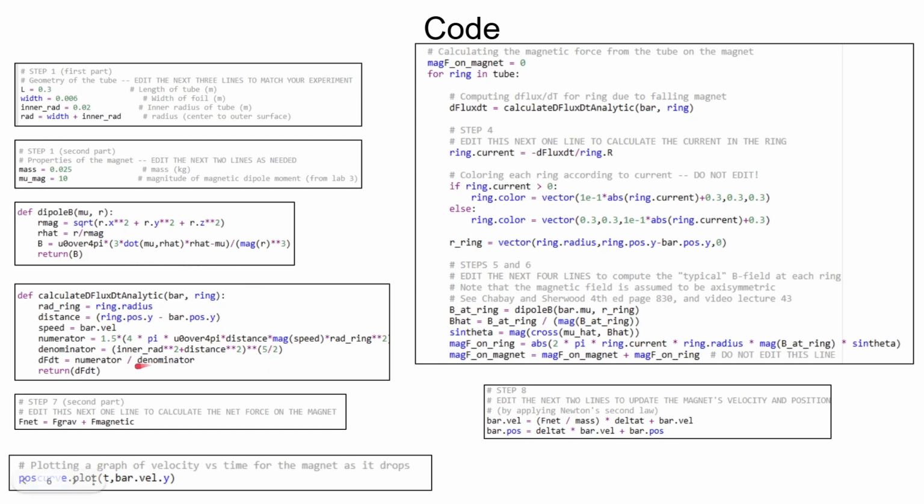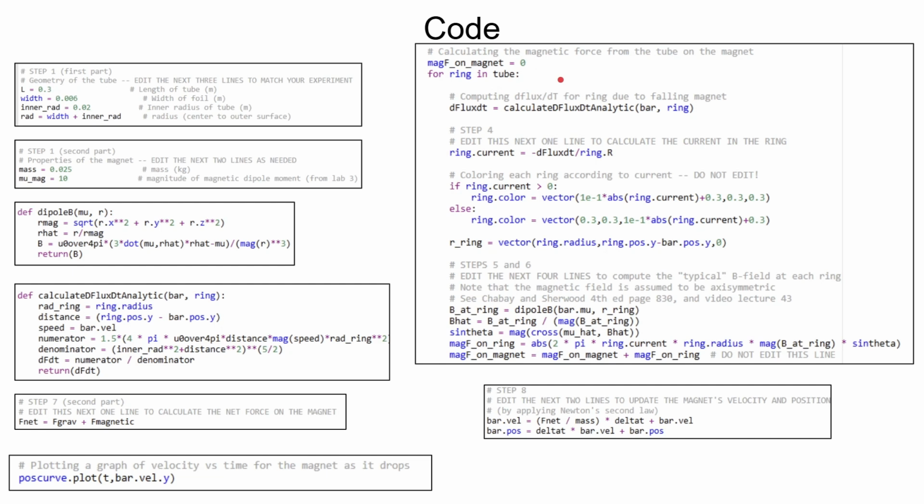And in this function, we calculate the derivative of flux with respect to time. This one is finding the F net. And this one is plotting the graph at the end. You'll see the results on the next slide.